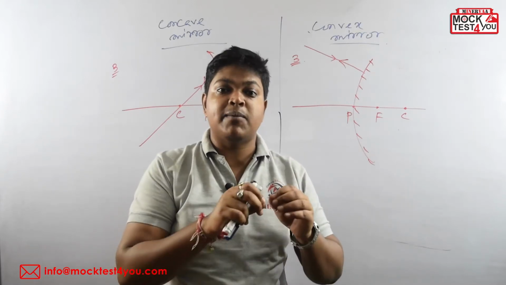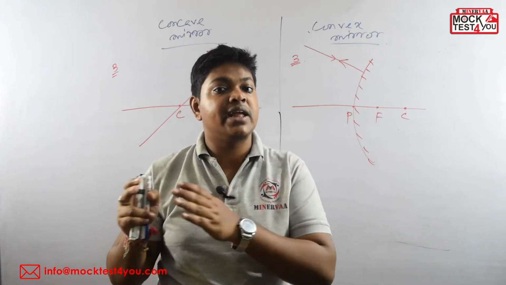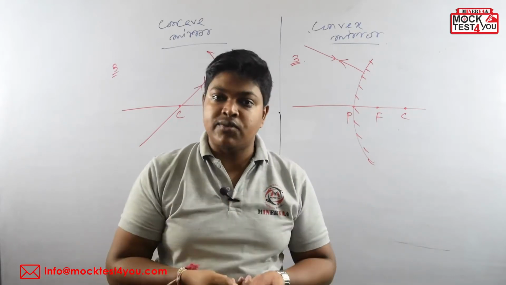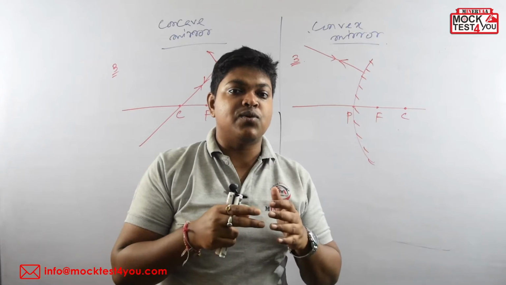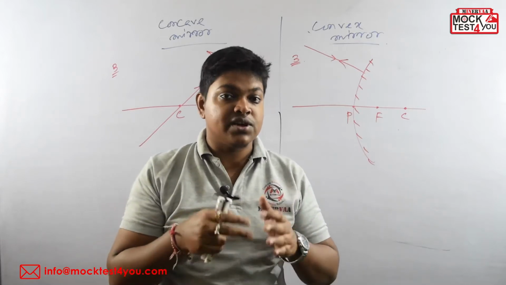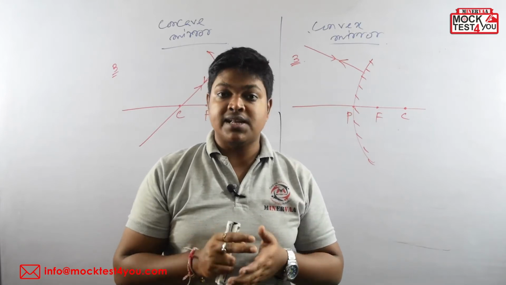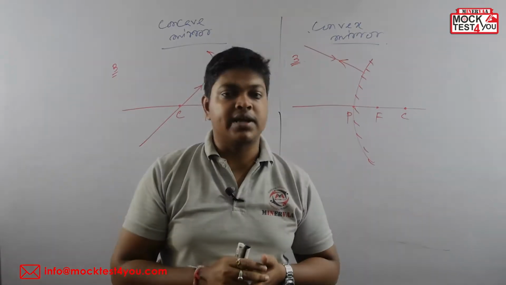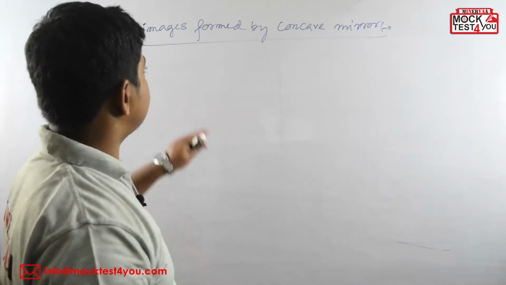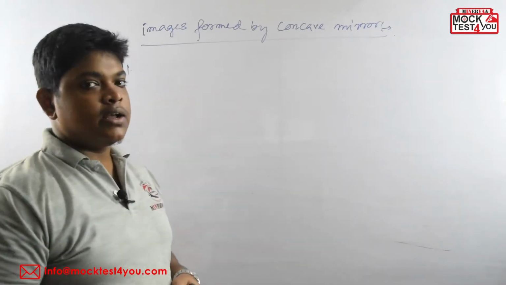You will know that if a parallel beam of light rays is incident on the reflecting surface, then what will happen? If the light ray passes through the center of curvature, then what will happen? So it will help you make the ray diagrams. So let's start the ray diagrams for the case of concave mirror. Now we are going to analyze the images formed by the concave mirror.